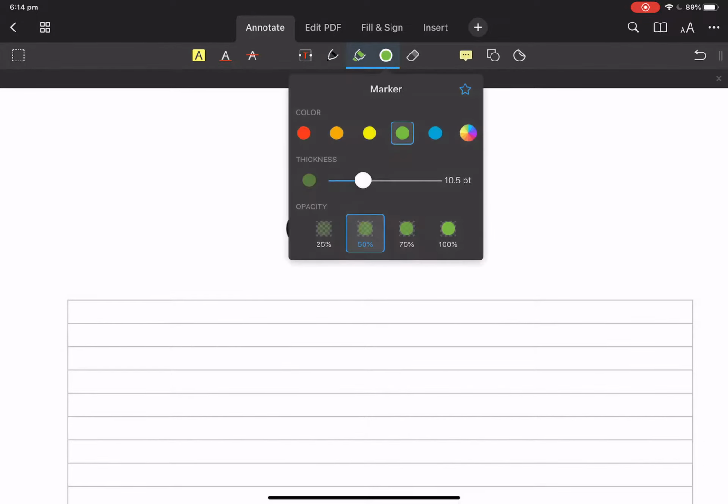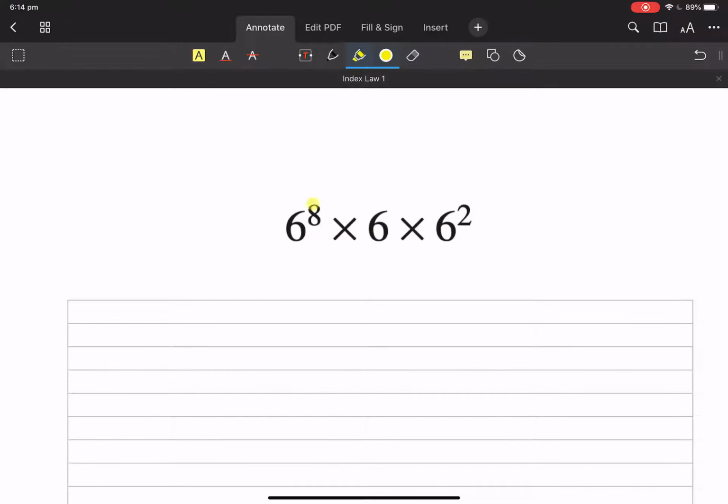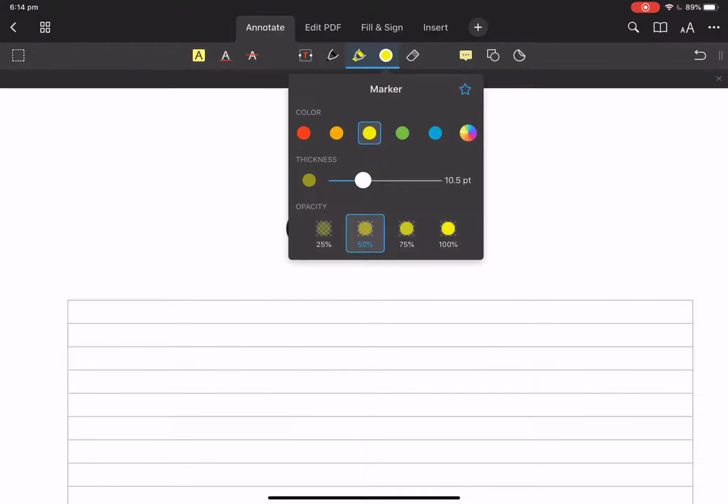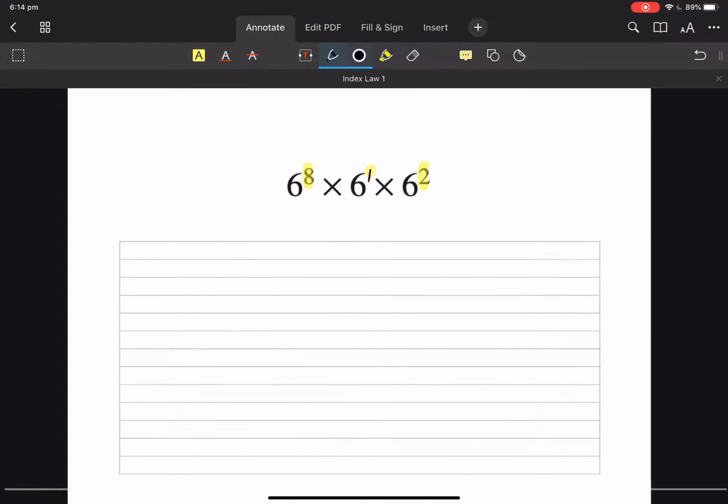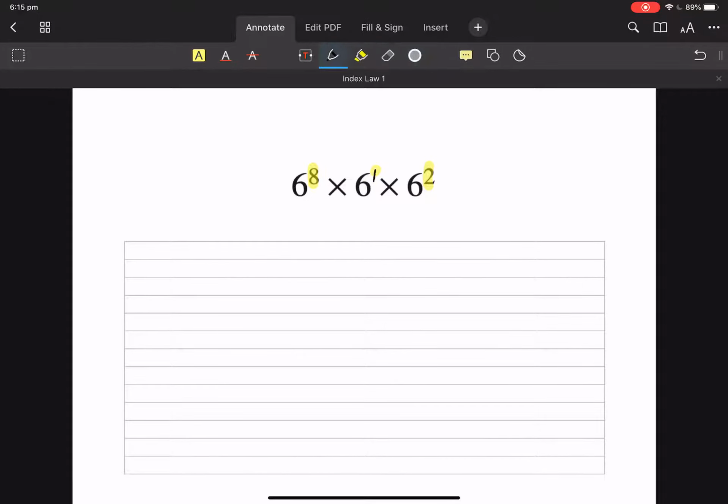Let's just go yellow. There are 8 6s there, 2 6s there, and a missing number there. Well, just like in algebra, when there's missing numbers, I've got to fill it in, and I see that there's 1 6 there. So that's actually an invisible number 1. So when I look at that, let's add the powers: it's 8 plus 1 plus 2. 8 and 1 is 9 and 2 is 11.